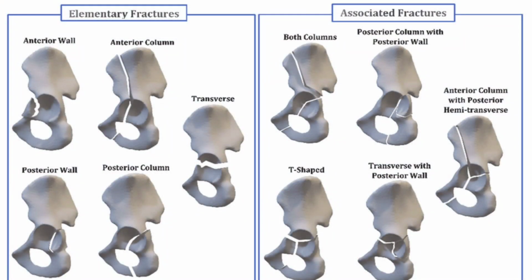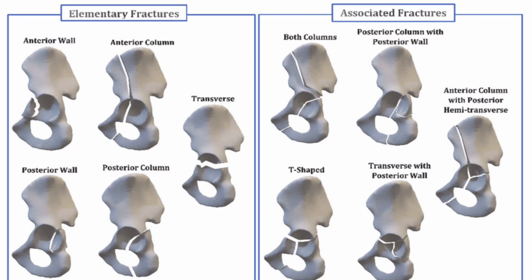Classification of acetabular fractures divided into two categories: elementary fractures and associated fractures. Here's a brief explanation of each type. Elementary fractures. 1. Anterior wall, a fracture involving the front part of the acetabular wall.